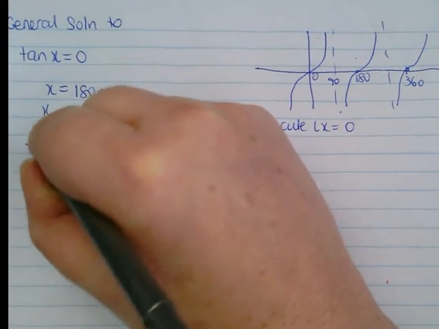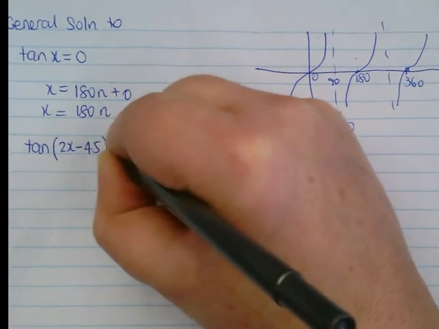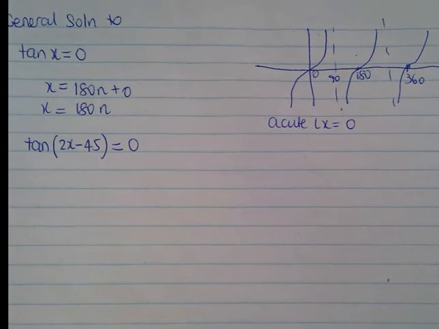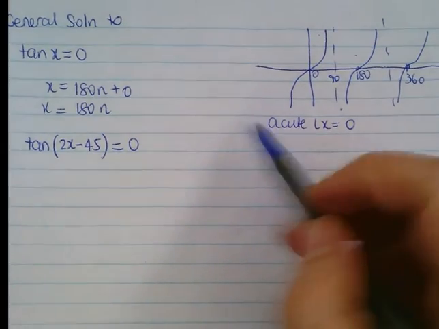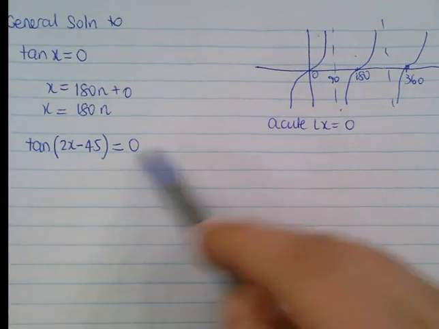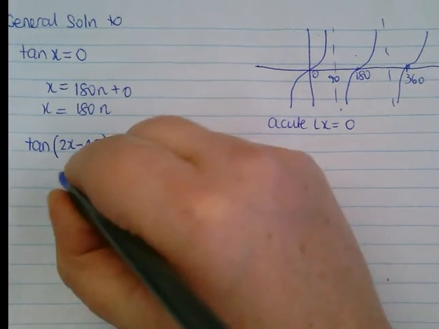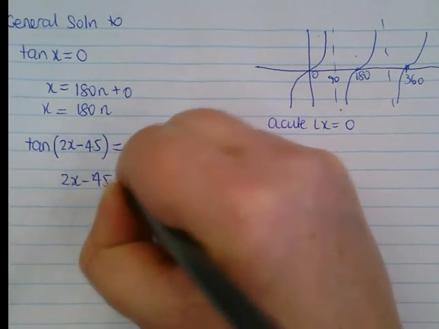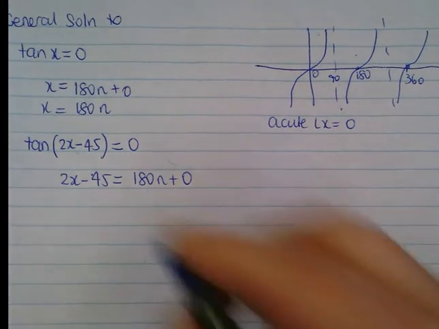I can do one more. Tan of 2x minus 45 equals 0. One more of these. So again, your acute angle will be 0 again, right? All good? So what do we do? 2x minus 45 is 180n plus 0. Now what do I do?